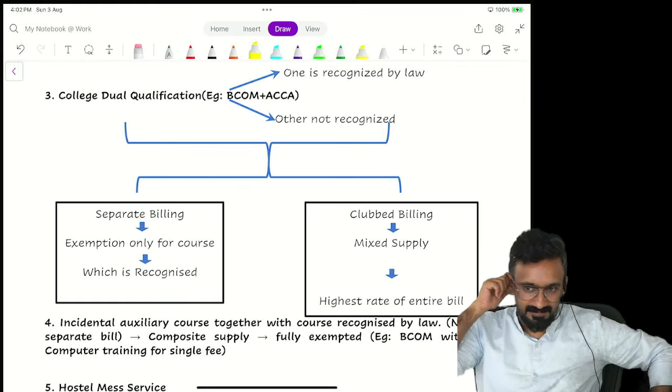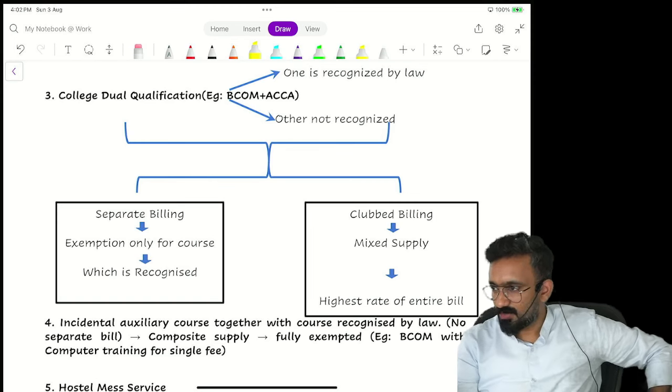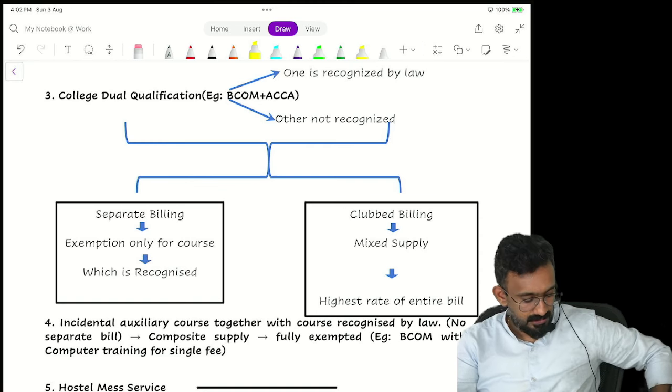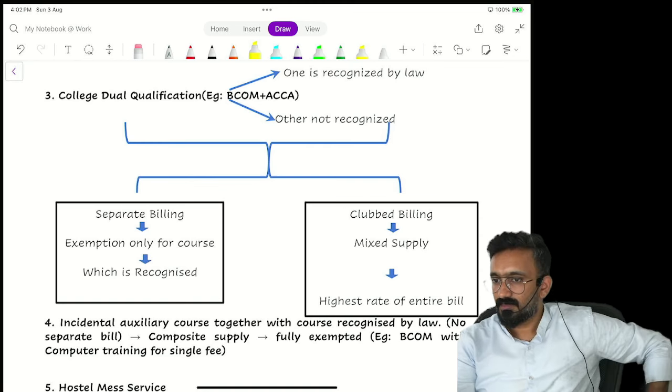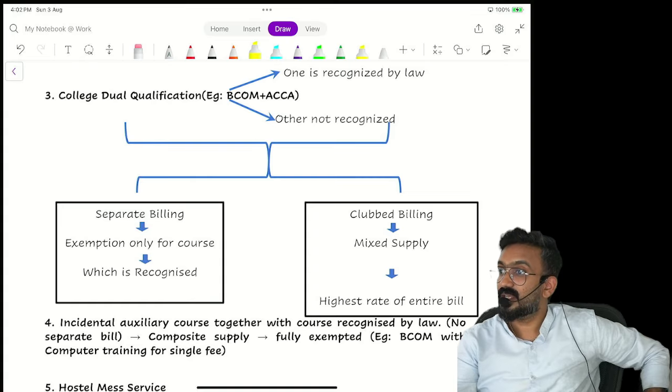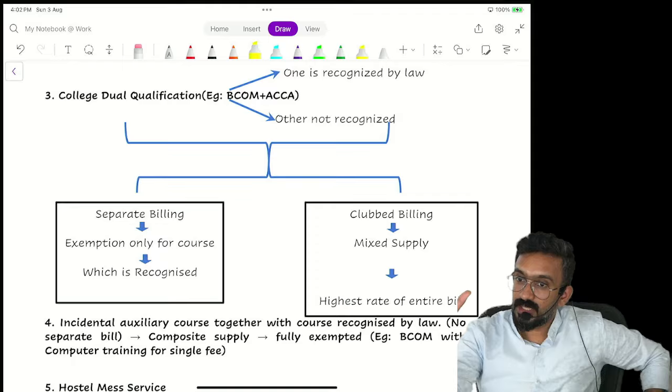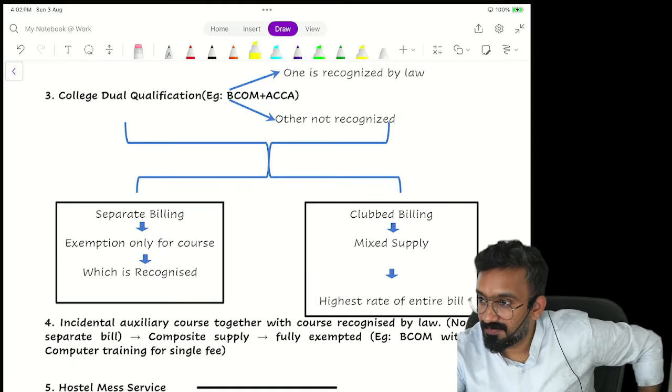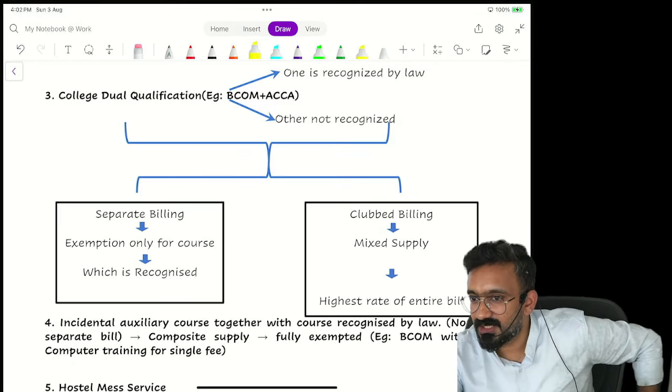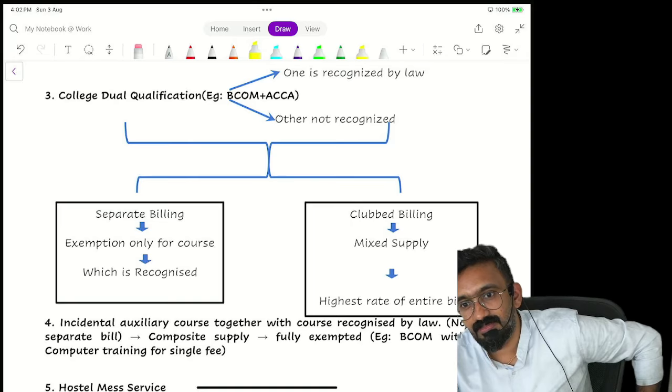So look at the billing. You're providing one recognized, one not recognized. The recognized one will be exempted provided you give a separate bill. BCom with ACCA put together 7 lakhs. BCom 2 lakhs, ACCA 5 lakhs. What will be exempted? BCom will be exempted. No split, BCom with ACCA 7 lakh: full 7 lakh will become mixed supply, fully taxable.